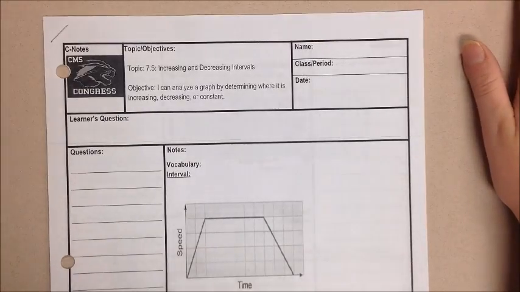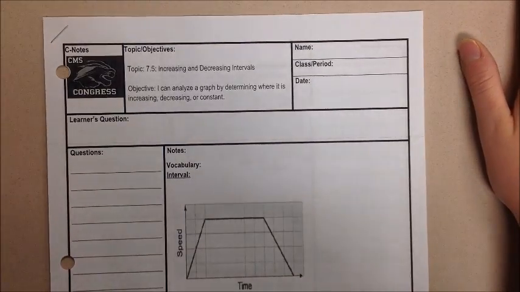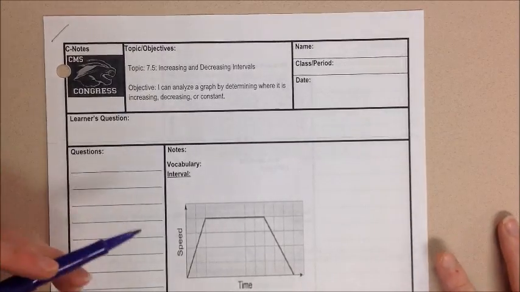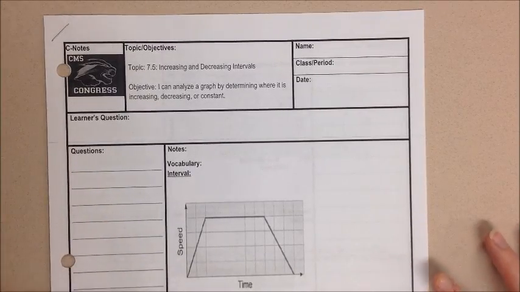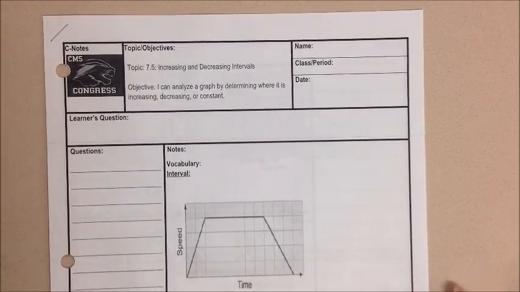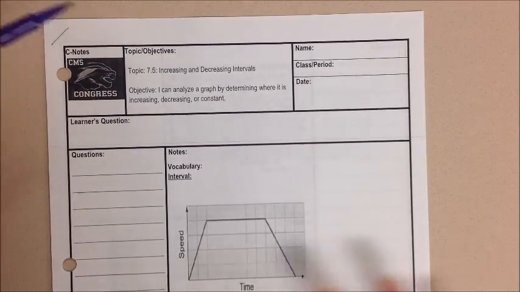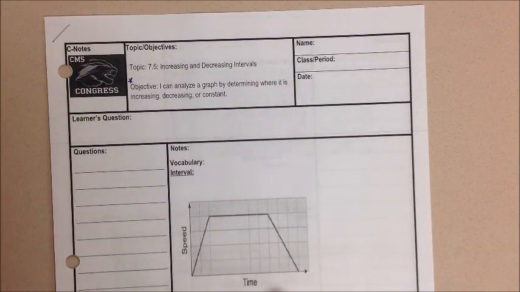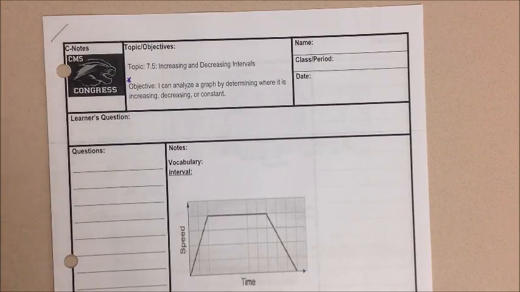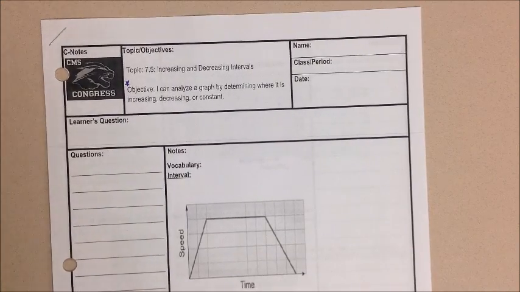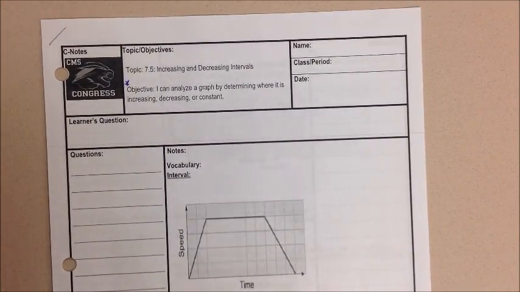Okay, so over the last couple of days, we've been looking at lots of different kinds of functions and graphs, and now we're going to look at how we can analyze a graph by determining where it's increasing, decreasing, or constant. That's our objective for today, okay? Those are called intervals.